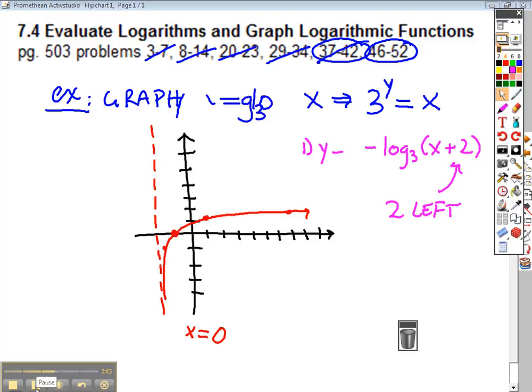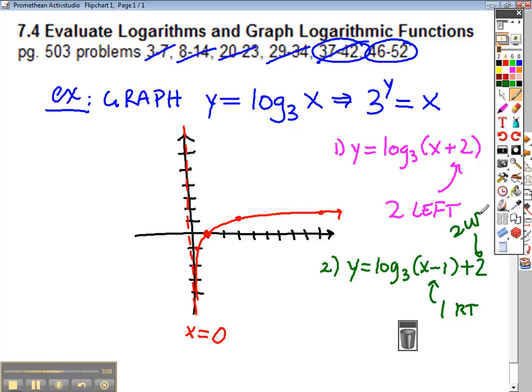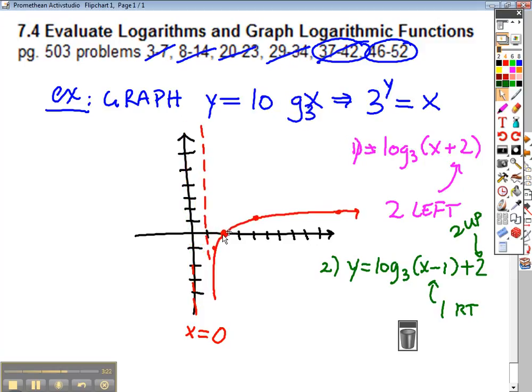Okay, let's reset it. So let's say now the problem asked instead, I'm going to choose a different color here. Let's say problem 2 is y is equal to log base 3 of x minus 1 plus 2. Okay, so this one would move it 1 to the right, and the 2 would move it 2 up. Okay, so literally, like before, I'm just going to take this graph, I'm going to grab this point right here, I'm going to move it over 1 to the right. Okay, I took too much, forget it.